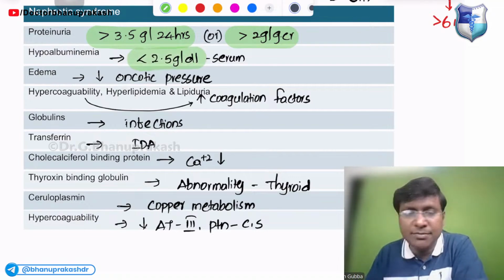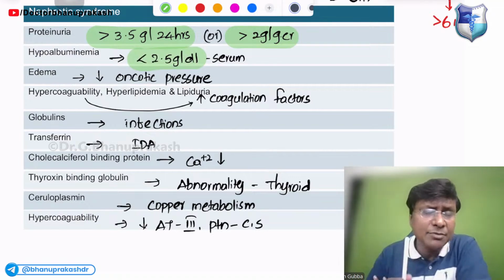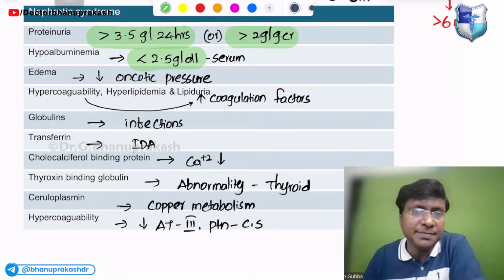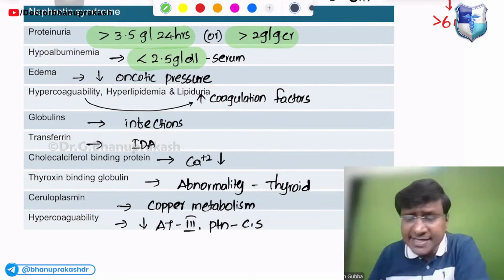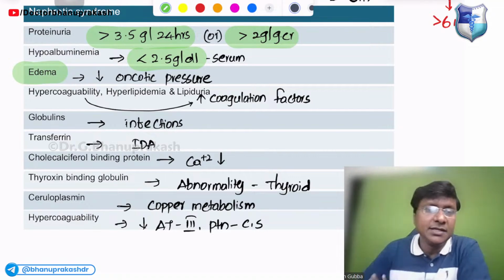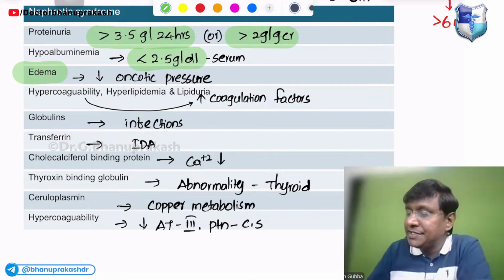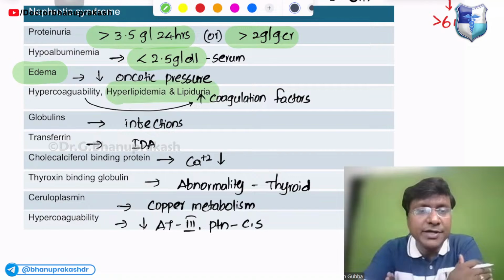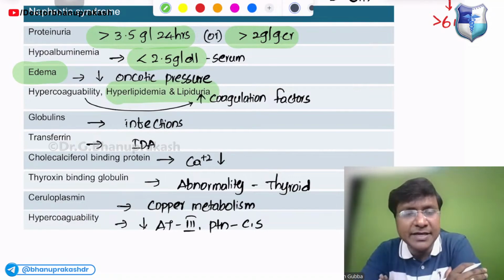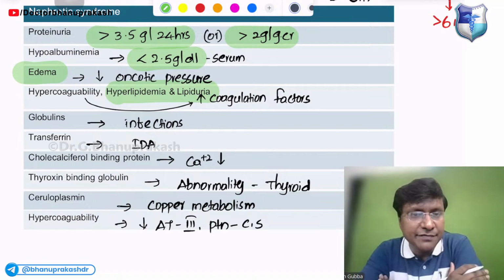And thereby the serum albumin levels will be less than 2.5 grams per deciliter. And albumin is the one which will contribute to the oncotic pressure. Once there is decrease in oncotic pressure, these patients will develop the edema. And the next important is these patients will also have the hypercoagulability due to increase in the synthesis of the coagulation factors. And due to increase in the synthesis of the lipoproteins, they will be having the hyperlipidemia as well as lipiduria. So these are the features that you will have in patients with the nephrotic syndrome.